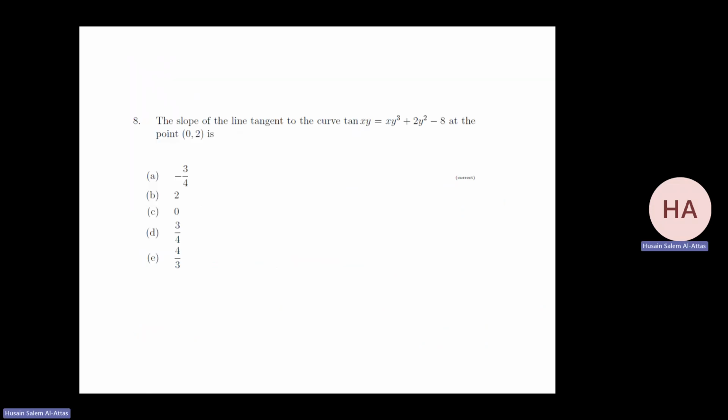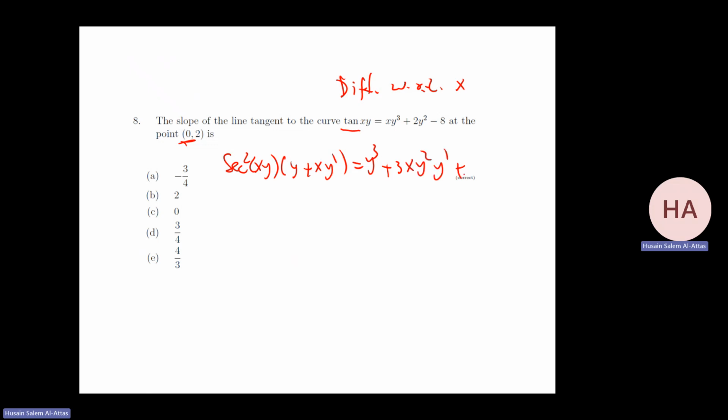The slope of the line tangent to this curve at this point. Yeah, again, we go back to the old, I have tan xy, so that will be secant square xy, differentiate with respect to x. Don't forget, we're always doing this. This is product of two functions, that will be y plus xy prime equal, here product of two functions, y cubed plus 3x y square y prime plus 4y y prime plus 0. Now substitute x equals 0 and y equal 2.